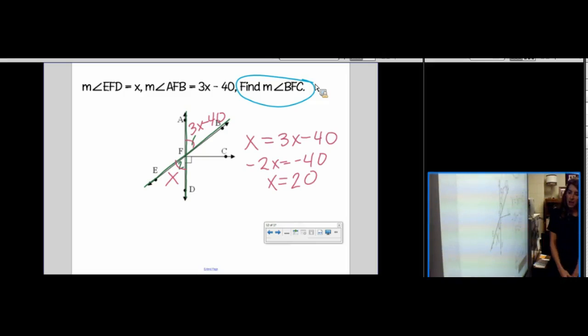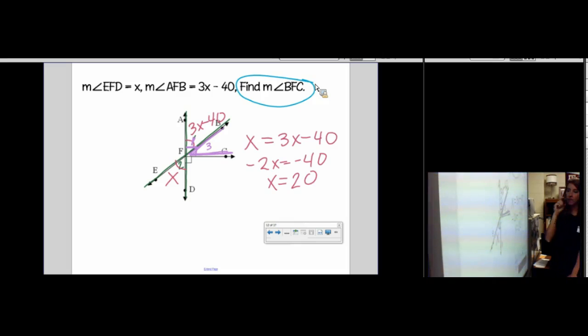Now, it's asking for BFC. So it's asking for this angle right here. How is angle 1, and I'll call it angle 3, how are those related? What's the vocab word for 1 and 3? They are adjacent, but they're complementary as well. Because if this is a right angle, CFD, then this is a right angle, because they're a linear pair, and 180 minus 90 is 90.